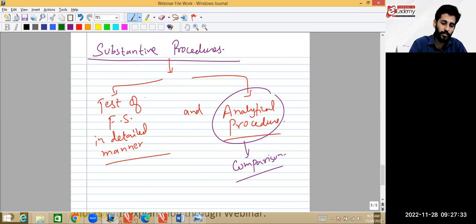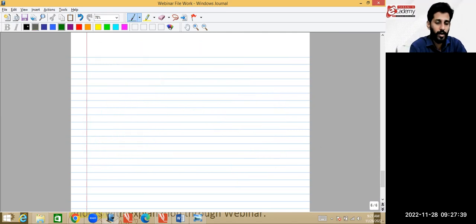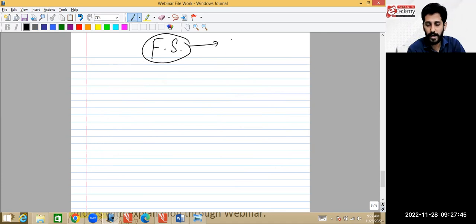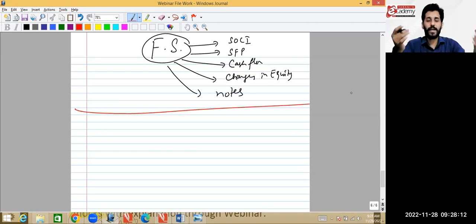So this includes the comparison. Now this is the test of financial statements in a detailed manner, and I'm not going to describe the financial statements first. When I'm talking about financial statements, that means there is SOCI, there is SFP, the statement of financial position, there is a statement of cash flows, there is the statement of changes in equity, and there are notes to the accounts. The set of these five elements is the financial statements.